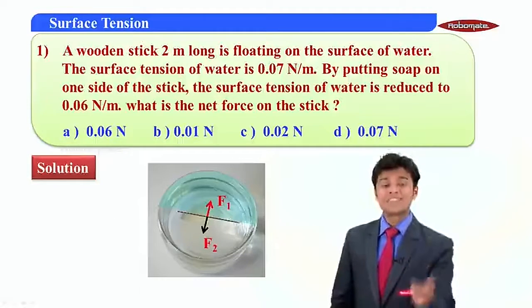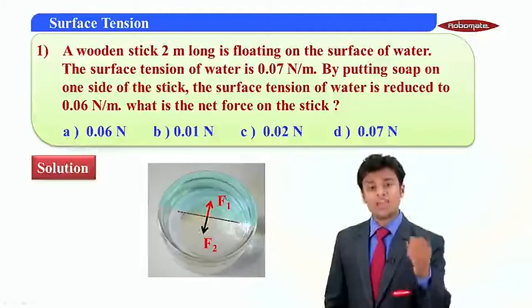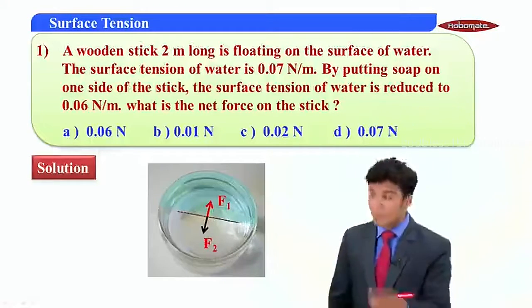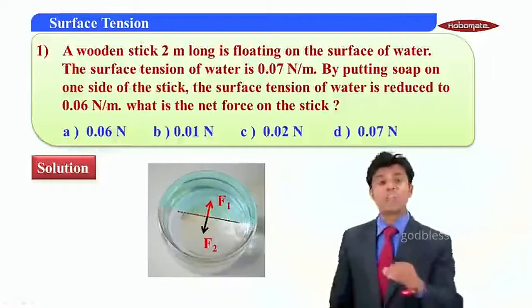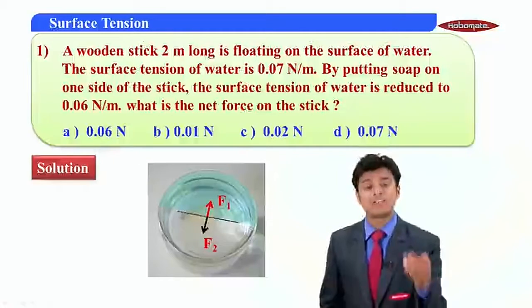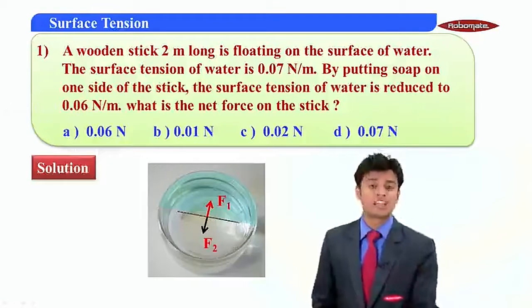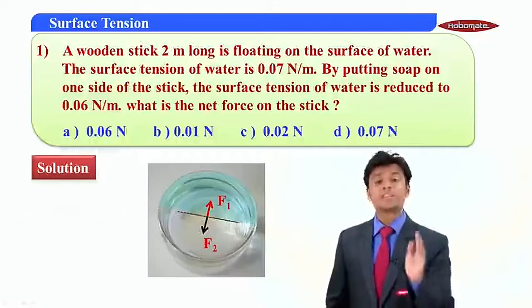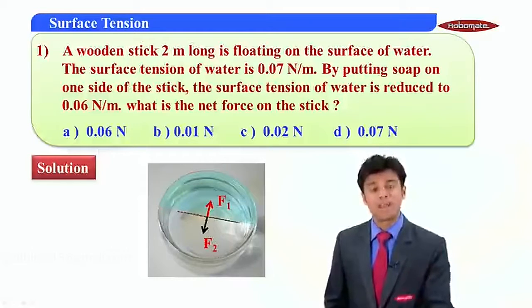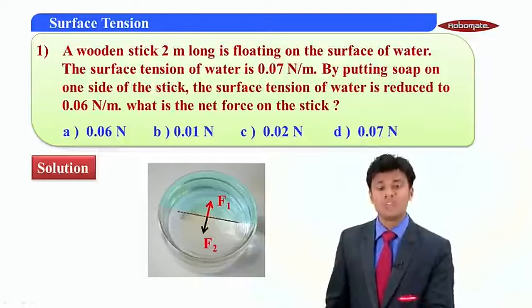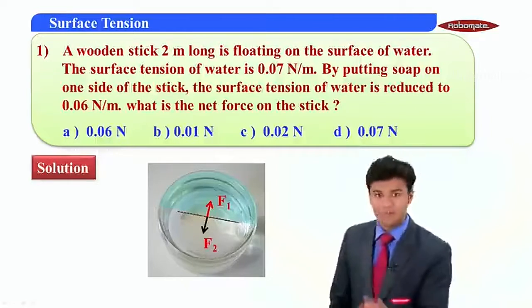Now, since initially the liquid on the left and on the right was the same, the force was F and F on both sides. But this time, the liquid on the upper side of the wooden stick is different from the liquid on the lower side of the stick, and hence the surface tension force provided by both types of liquid is different. So I have shown that force as F1 and F2.